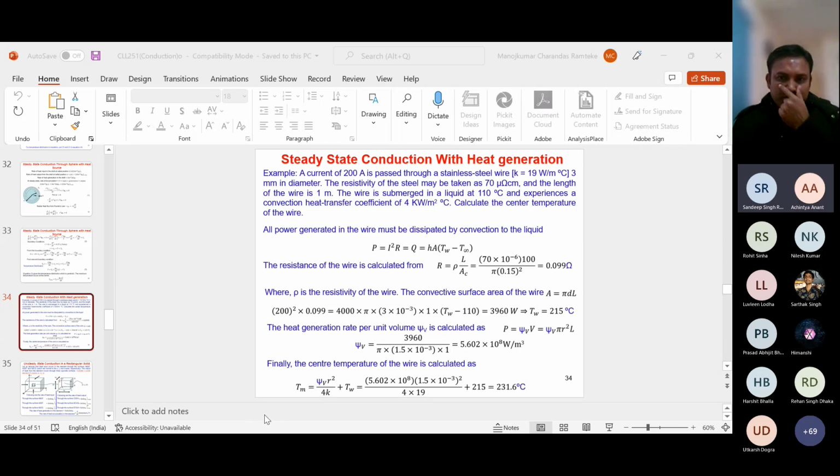Okay, sir. Means at steady state, input is equal to output, and there is no accumulation term. Yes. We have taken the generation term, but we have not taken the accumulation term.